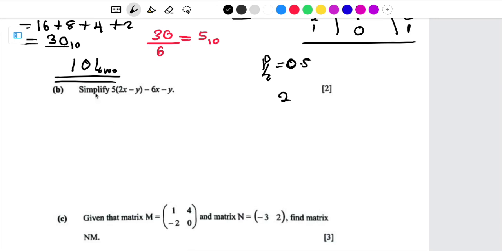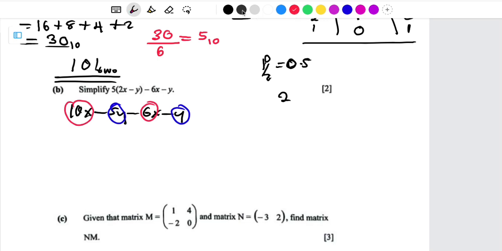Then for this one, simplify. First, start with the brackets. So 5 multiplied by 2, that is 10x. Then 5 multiplied by y, negative 5y. Then minus 6x minus y. So these two are like terms. This one and this one, they are like terms, as well as this one and this one, they are like terms.